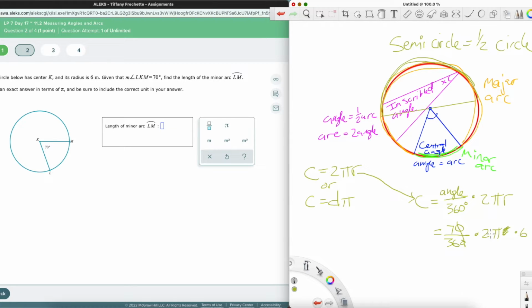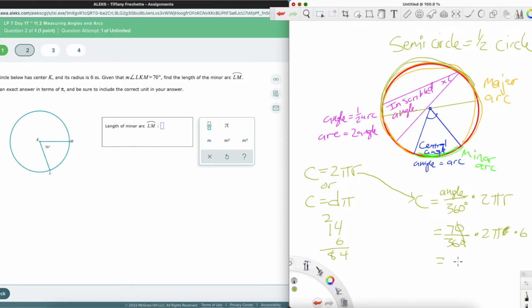Remember, these are all over 1 in a way. So 7 times 2 is 14, times 6. I'm going to do this off to the side so I don't mess up my calculations. That's 84. So I could have 84 over 36.